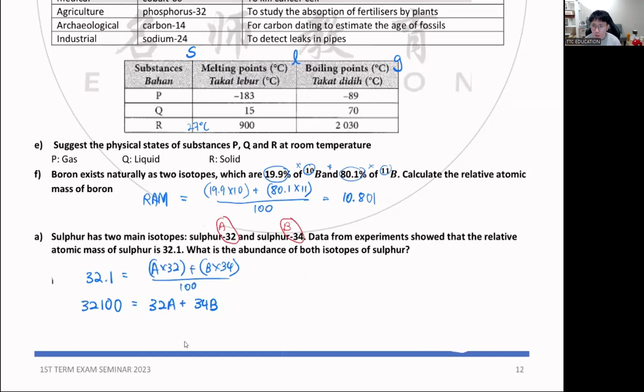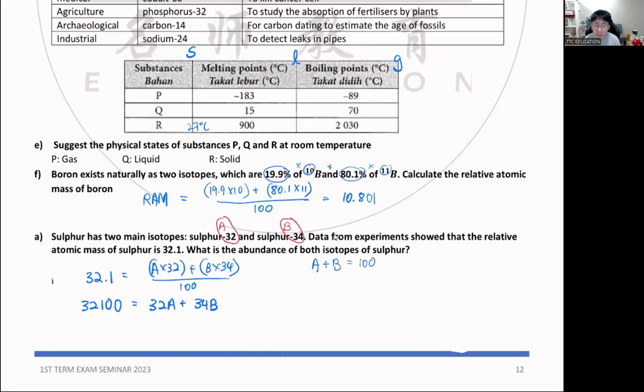So what you're going to do is try to think about another formula that relates A and B. I told you A is a percentage of 32, and B is a percentage of 34. So if both of them are percentages, what is the total percentage if I add them together? I believe it will be 100%. Yes, so I can say A plus B equals 100.